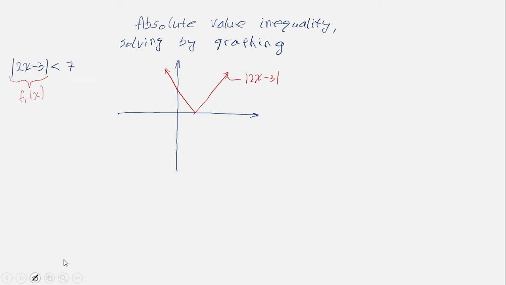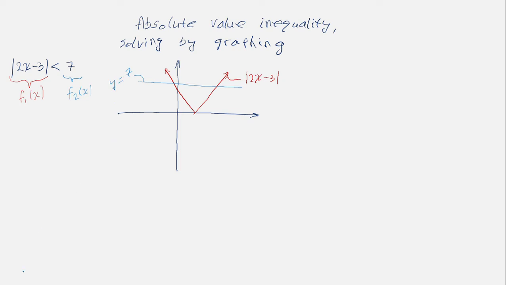Now if we graph the right-hand side, this one right here, 7, so that's our f2 of x, or y2, then that's simply just a horizontal line at 7. So let's put it somewhere here. So this here is simply y equal to 7, whatever you want to call it.